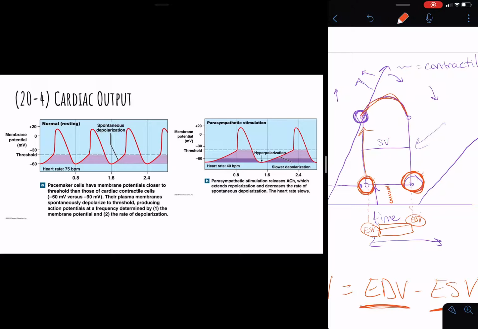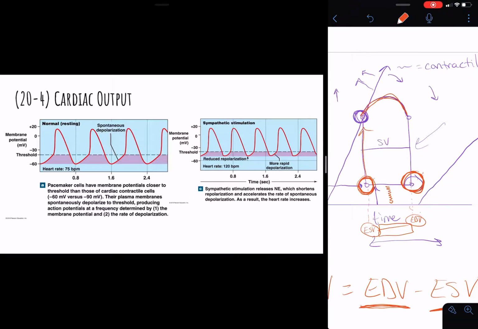Here's an example of what those pacemaker cells look like when they're firing. And on the left is what normal looks like, but when you add parasympathetic stimulation, which is what's shown on the right, we can see that we have much more distance in between each action potential. If we add sympathetics, then we have much faster action potentials, one after another.